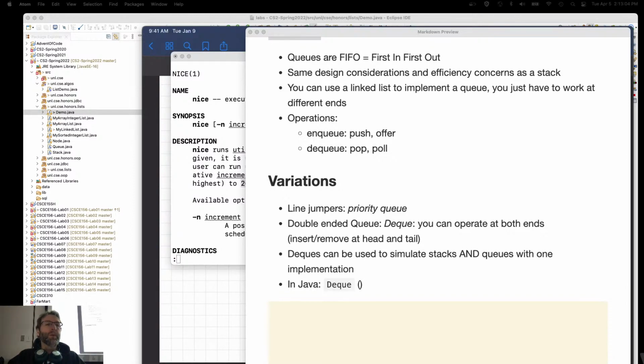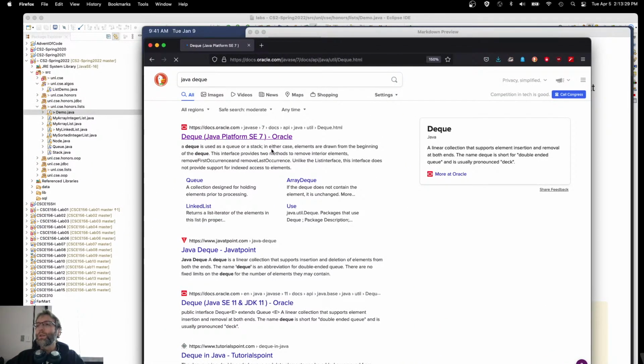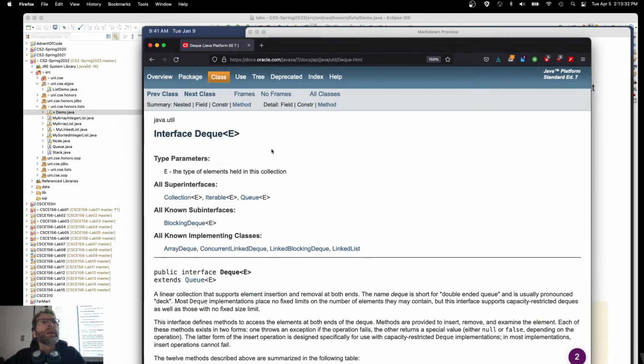And there are two implementations of this: an array DEQUE and a linked list. So why a linked list? Because it operates at the head and the tail, and you can do both of those. So let's actually look up the documentation for a Java DEQUE. Remember all those design considerations that we came up with? Well, what about bounding it? What happens when you try to put something in a full data structure? What happens when you try to pull something out of an empty data structure? How do you know which end to work on?